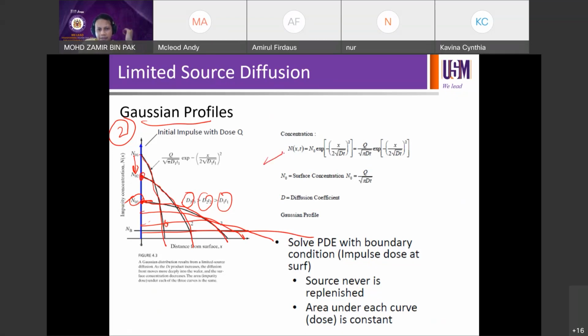So the nx in this particular case is given by Q over square root pi Dt, right? Q is the dose of the dopant you supply on the surface, times the exponential of negative x over 2 times square root Dt, squared, right? And your n0 is given by this diffusion coefficient and Gaussian profile. So that's the difference.